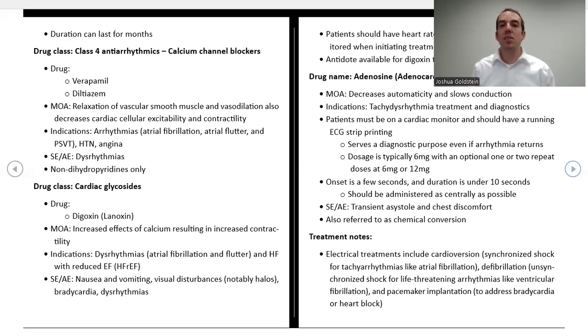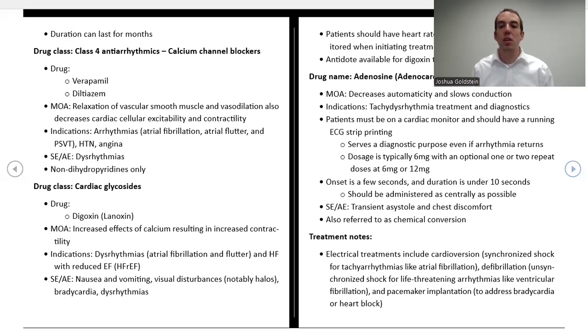Next, let's go over just a few last notes and then we'll wrap this lecture up. Electrical treatment of the heart includes cardioversion. Cardioversion is a synchronized shock, and we use that for tachydysrhythmias, most commonly for SVT. We don't use it a whole lot for AFib. Defibrillation is another type of shock that we use for dysrhythmias. This is an unsynchronized shock, and this is given for life-threatening dysrhythmias, such as ventricular fibrillation or ventricular tachycardia.